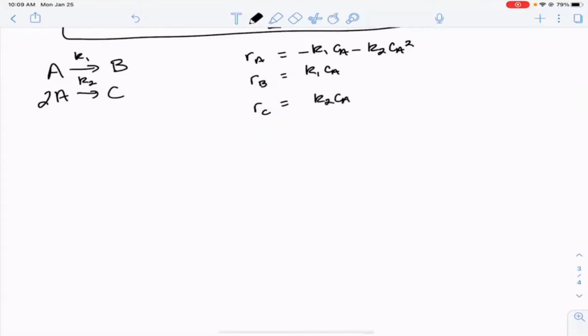Almost. Does anyone want to help? That's almost correct. Minus. Nope, it doesn't need a negative. It's formed. So does anyone want to help? Is it just K2 CA? No. So if this is an elementary reaction, CA squared is correct. What else are we missing here? What did we not take into account about the reaction?